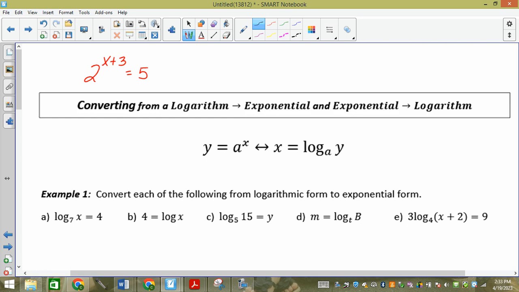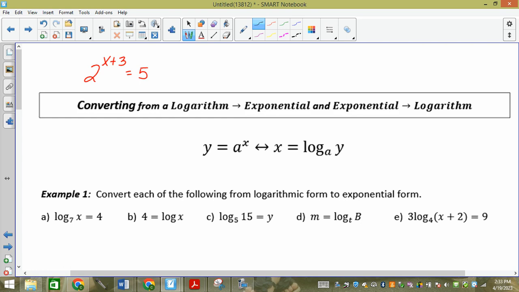Up here, I don't know how to get that to drop down. How do I get an x plus 3 to get gone? So I'm getting x by itself. I can't. So if I can get that x plus 3 to come down and be like x plus 3 equals something, then I can work with it.